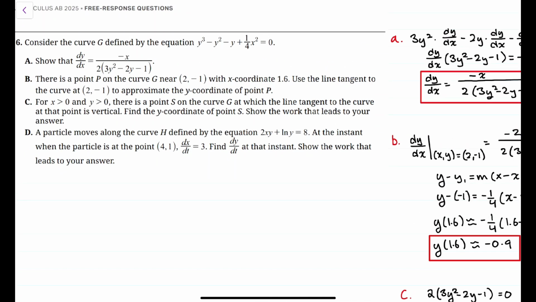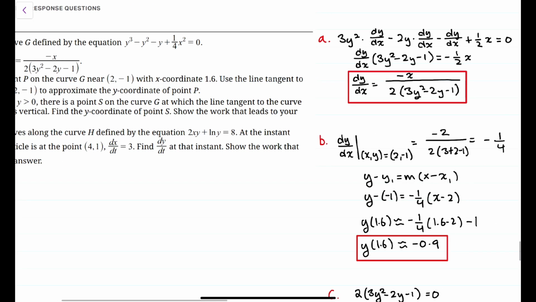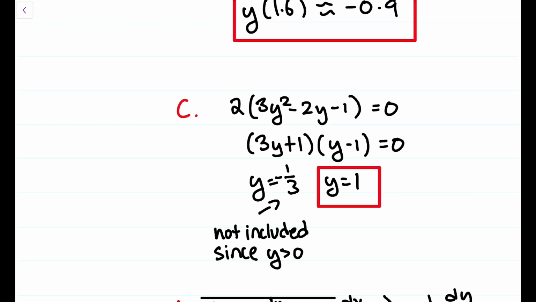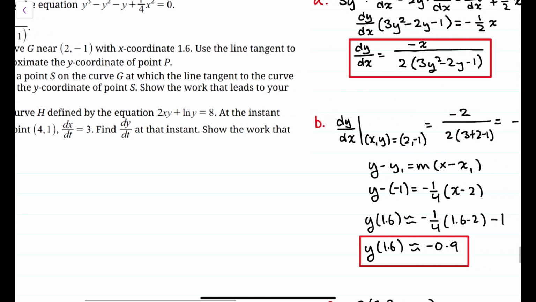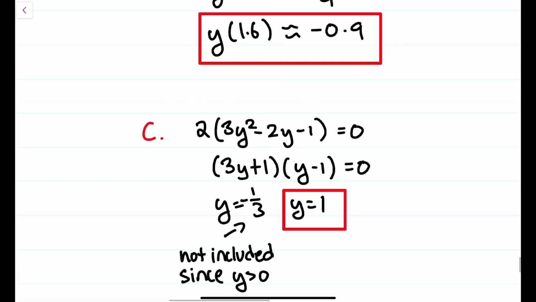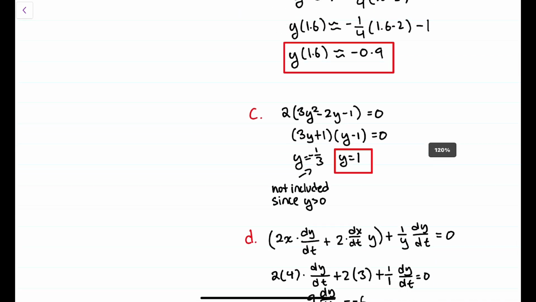For part C, it says we have to find the y-coordinate of point S, which is on curve G. And so we have to see where the line tangent to the curve at that point is vertical. So that just means that we have to set the denominator of dy by dx equal to 0. So we set this equal to 0. We factor 3y squared minus 2y minus 1. We get y equals -1/3 and y equals 1. But because the question said that x is greater than 0 and y is greater than 0, y equals -1/3 is not greater than 0, so it won't be included. So your y value is just y equals 1.